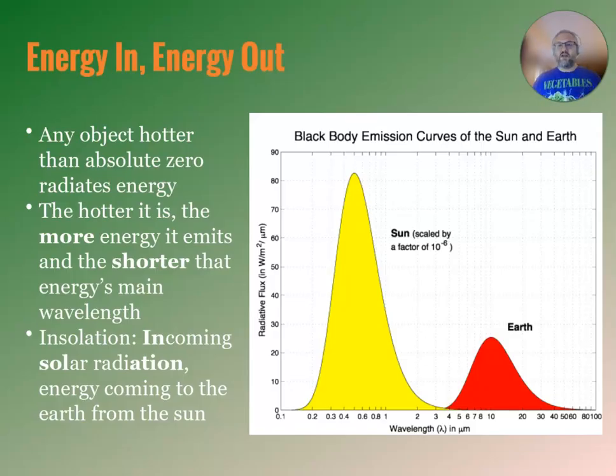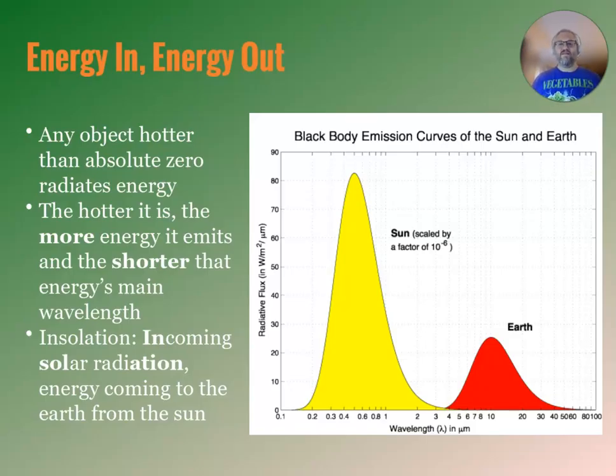We don't see the Earth glowing. Most of the Earth's energy is coming out in the infrared part of the spectrum. So we've got the sun putting out visible light primarily, the Earth putting out infrared radiation. But in both cases, because they are objects warmer than absolute zero, they're putting out some radiation.